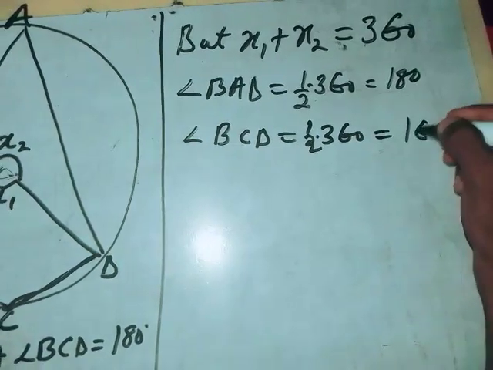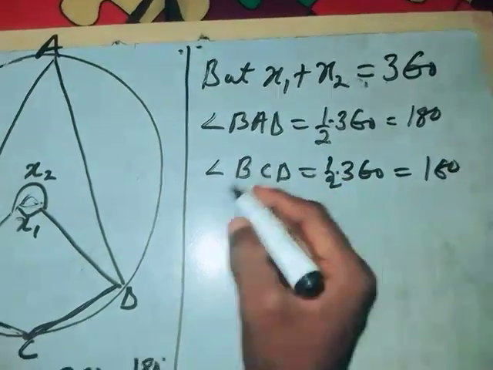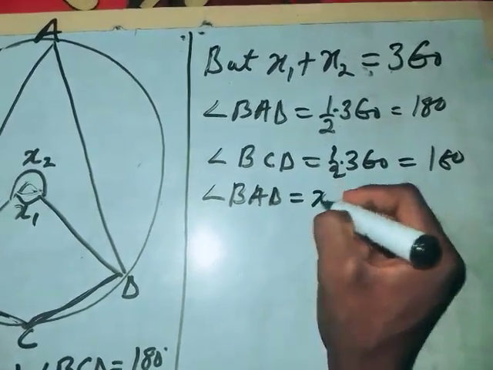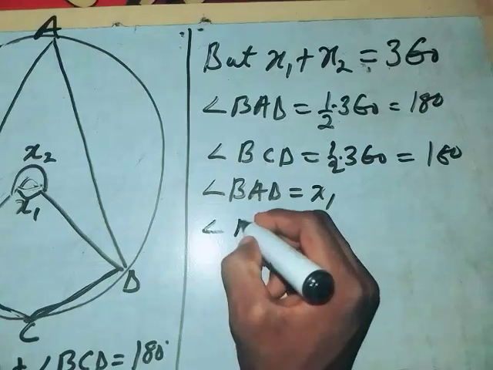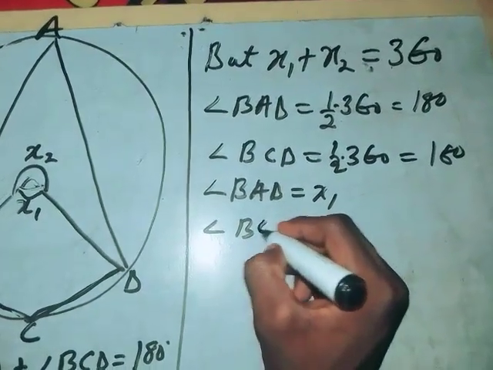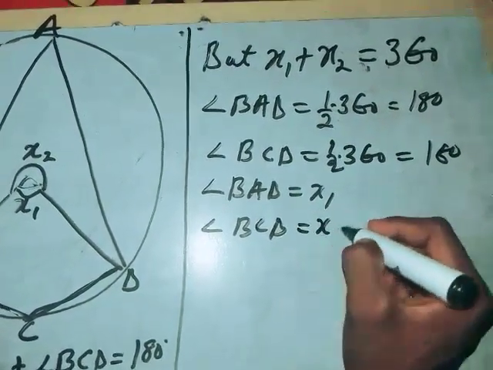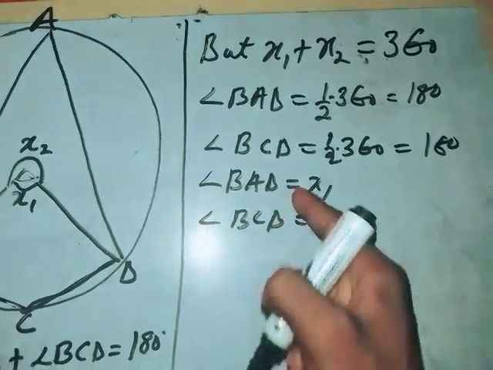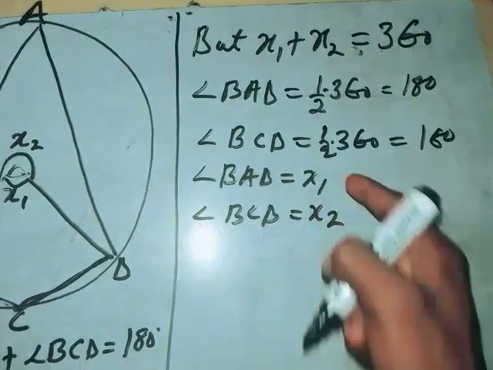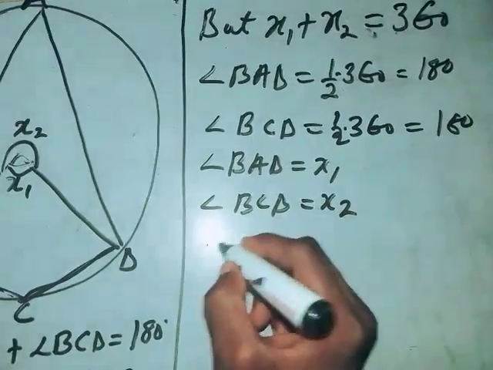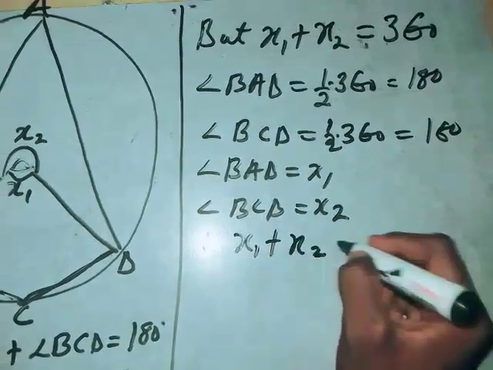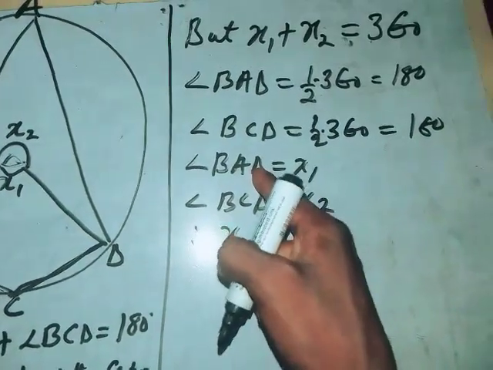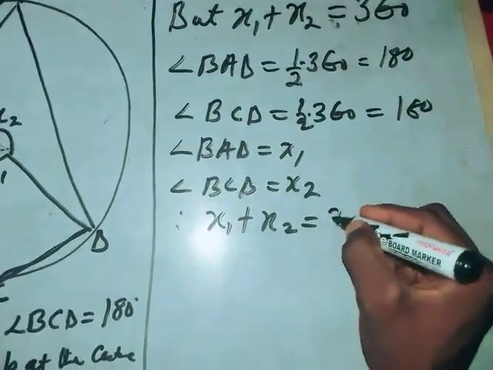and this is equal to 180. So remember that angle BAD is equal to 1/2 of x1, while angle BCD is equal to 1/2 of x2. So if this angle is opposite this angle, if I add the sum of these angles, therefore x1 plus x2 is equal to 2 times this and this, which is this plus this, equal to 360.